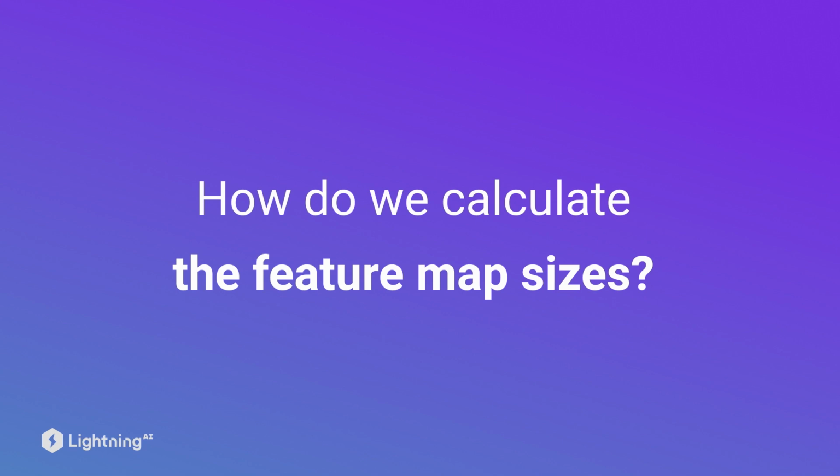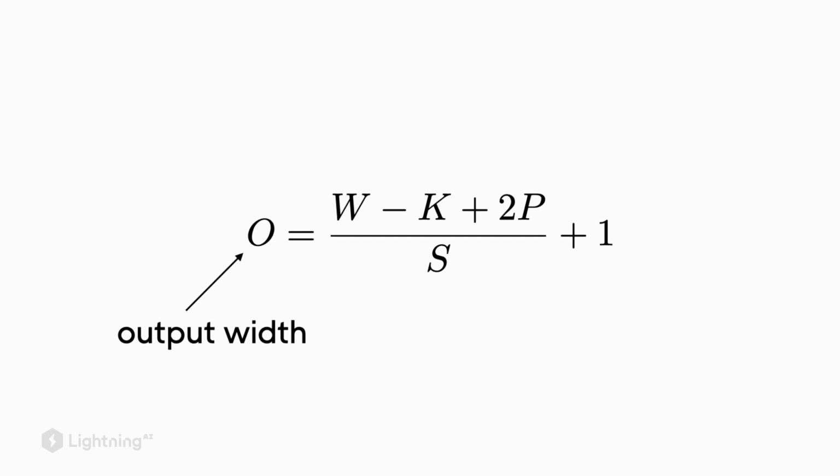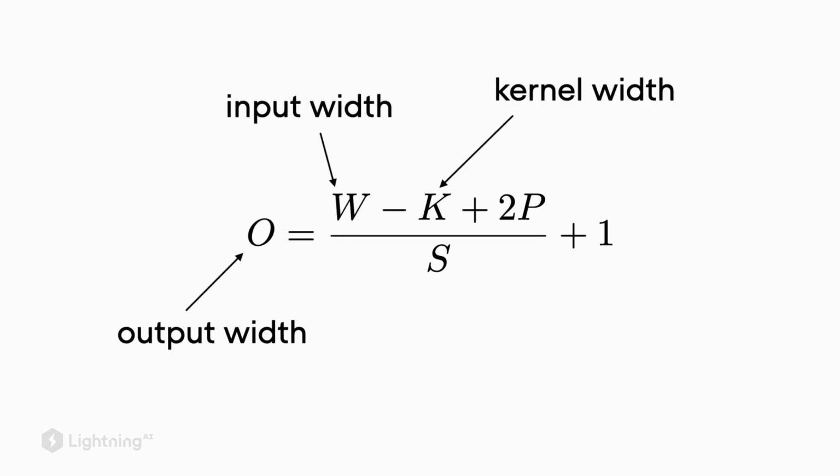the feature map sizes. So here's the formula to compute the output width of a feature map. We can, by the way, use the same formula to also compute the output height. So let's take a look at the variables that determine the output width. First of all, we of course have the input width. Then we have the kernel width that we subtract from the input width. We have this padding parameter that we will talk about in a moment. And we have the stride that we divide by.